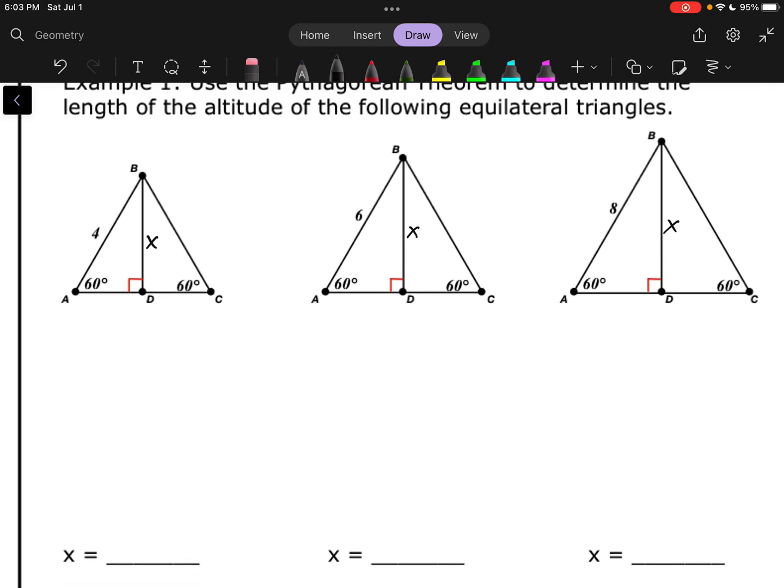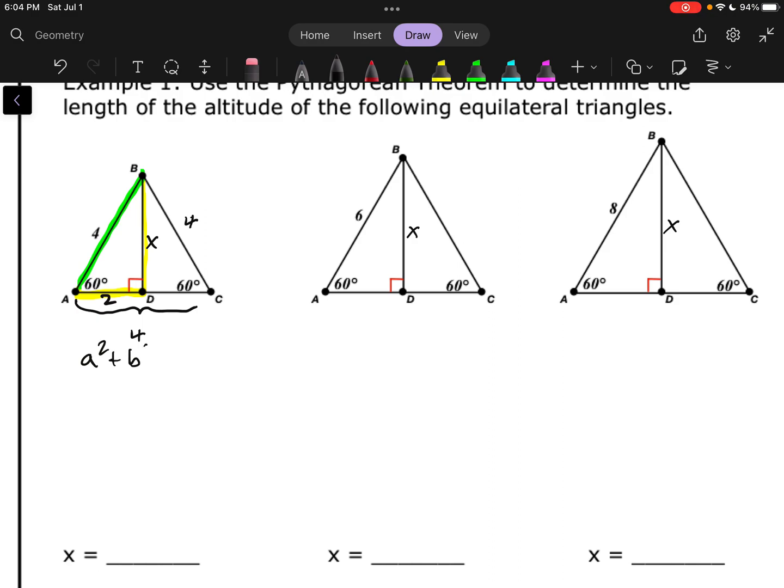If you remember back from when we were investigating different properties of triangles, you might remember that the altitude of an isosceles or an equilateral triangle also bisects the base, right? So if I'm looking at this little triangle right here, if one side of the equilateral triangle is 4, that's going to mean that all the sides are 4, which ends up meaning that AD here is 2. That's going to be what allows us to set up our Pythagorean theorem.